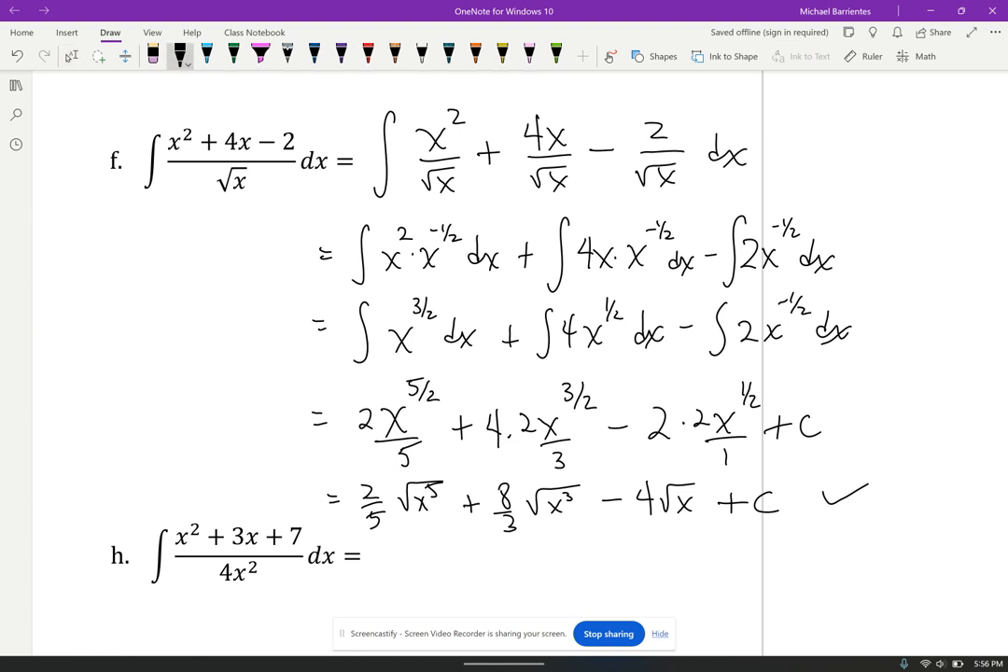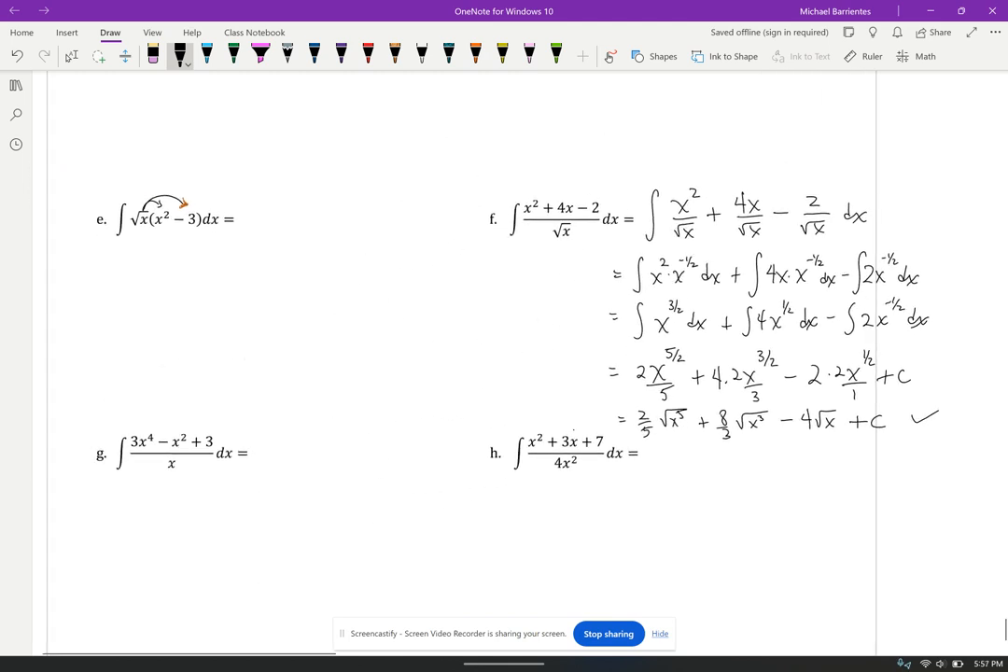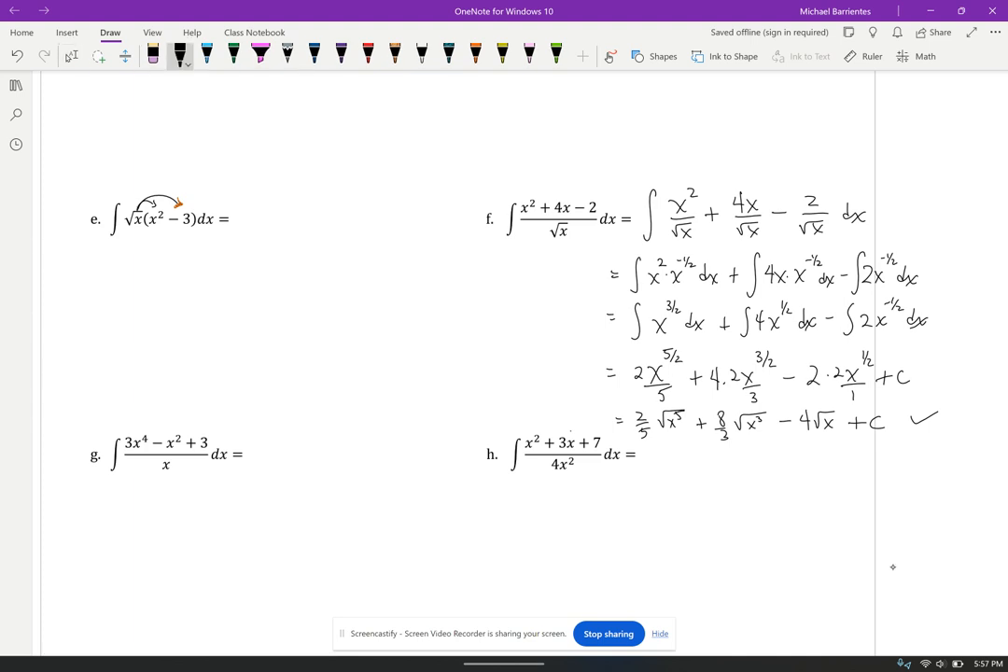I think letter H will be an easier breakup of terms because I'm dividing x squared by 4x squared, 3x by 4x squared, 7 by 4x squared, and that might be a little bit easier. But this one was definitely a bear to separate, and same thing with letter G. If you look at letter G, this one's really easy because it's 3x to the fourth divided by x. So this is going to cancel with one of those, and x squared divided by x, this is going to cancel with one of those, and 3 over x, and that's going to lead you to a natural log. These are the easy versions of the division.